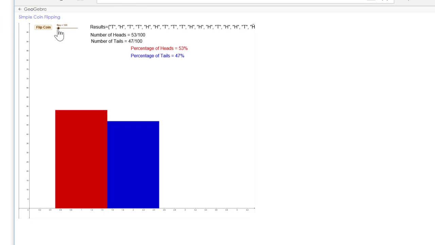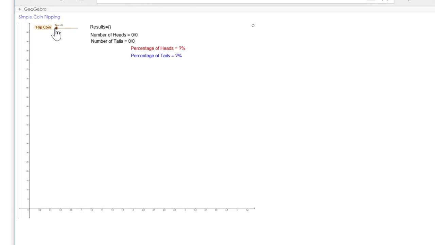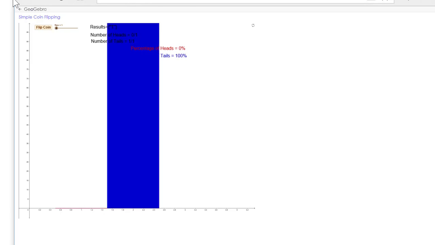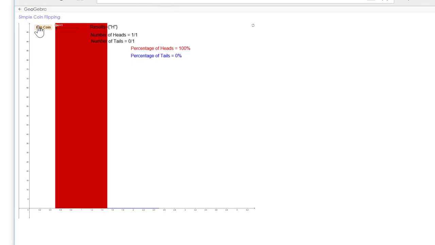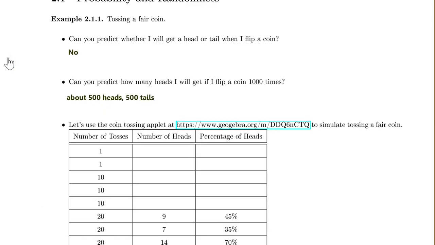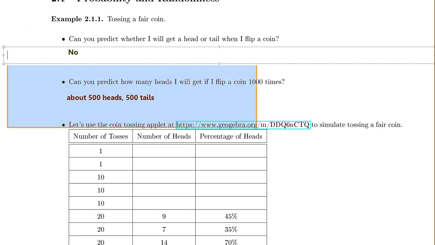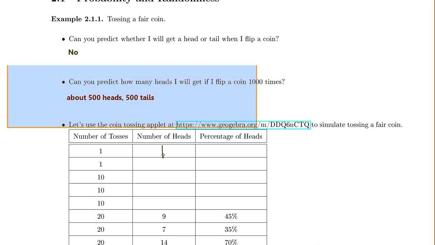So in my applet, I can set the number of flips, it's really hard to see here, to 1 flip. Use your arrow key for better control. I can flip the coin, and it looks like I got heads. So for 1 toss, I got 1 head, so that would be 100% heads.